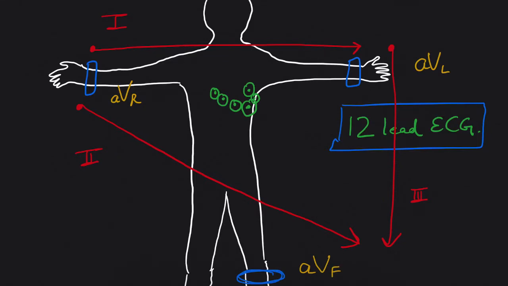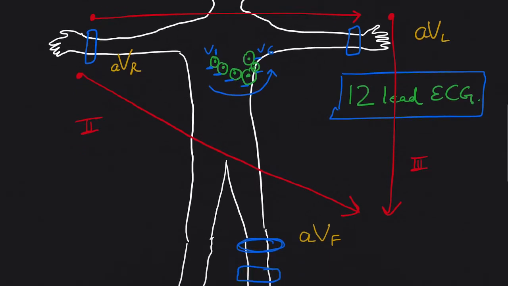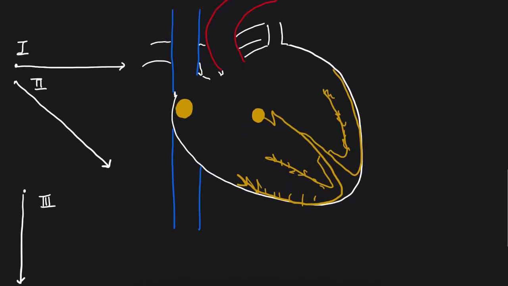Now what about the other 6 leads? These are the chest leads. The chest leads are 6 in total, from V1 to V6. We won't be discussing their positions here, but they are V1, V2, V3, V4, V5, and V6. So this constitutes the 12 lead ECG.